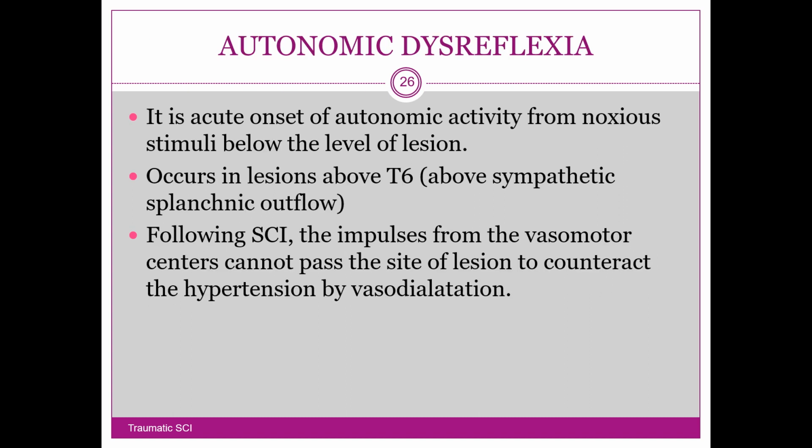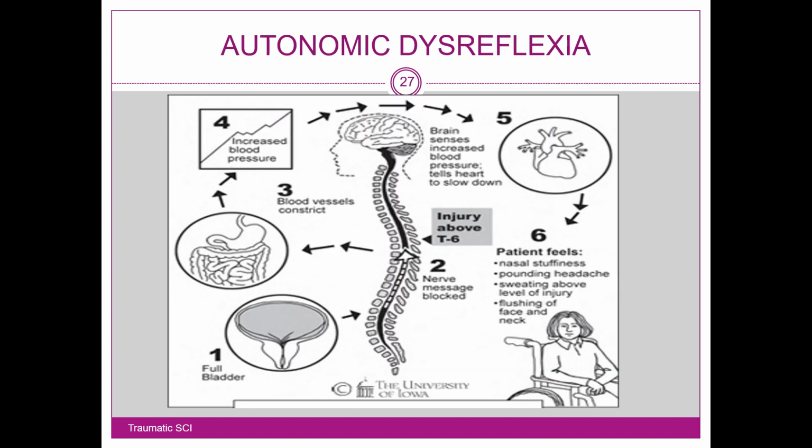Autonomic dysreflexia, an important topic that I would like to discuss today. It is acute onset of autonomic activity from noxious stimuli below the level of the lesion. It occurs in lesions above T6, that is above the sympathetic splanchnic outflow. Following spinal cord injury, the impulses from the vasomotor centers cannot pass to the site of the lesion to counteract the hypotension by vasodilatation. So in general, if I have to teach you, this is the first stimuli.